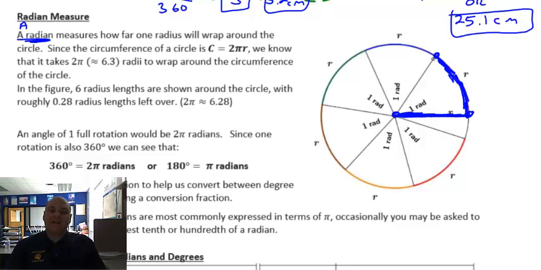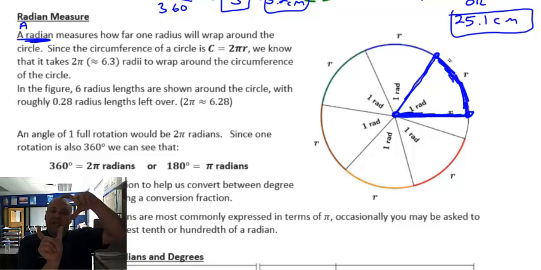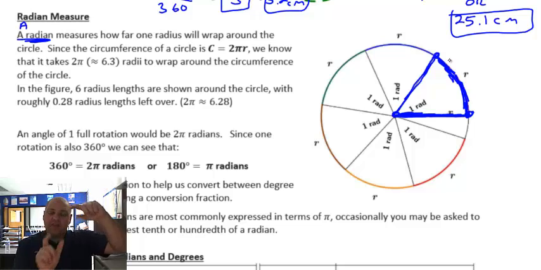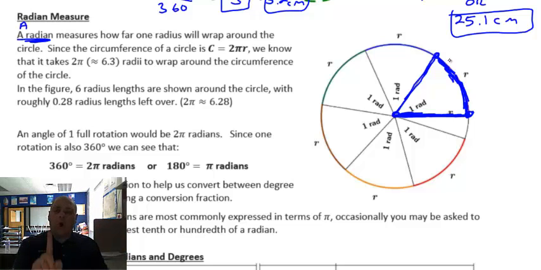When you have that situation, and obviously this is the same length, right? Because they're both radii. When you have the radius equal to the arc length, the length of the arc is the same as the length of the radius. That's 1 radian measure. That's a measure of 1 radian.